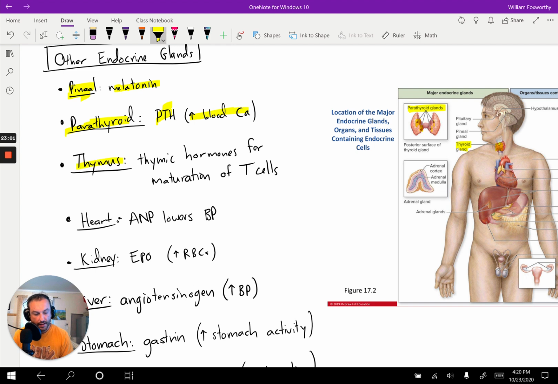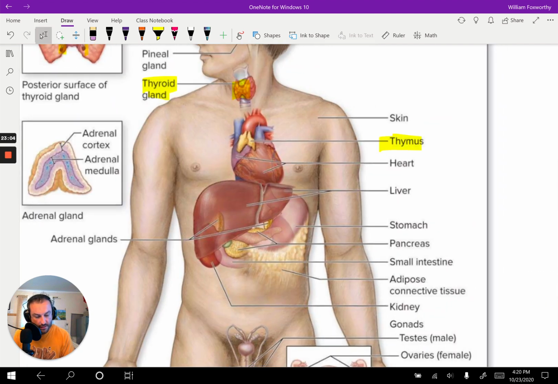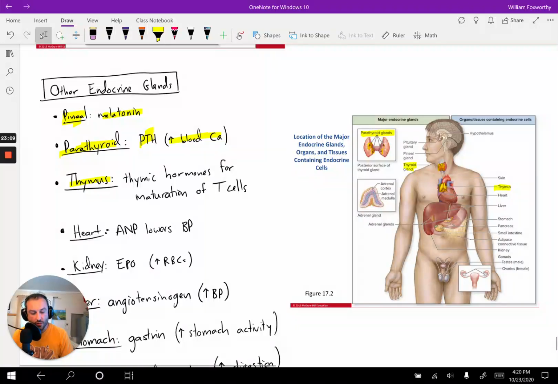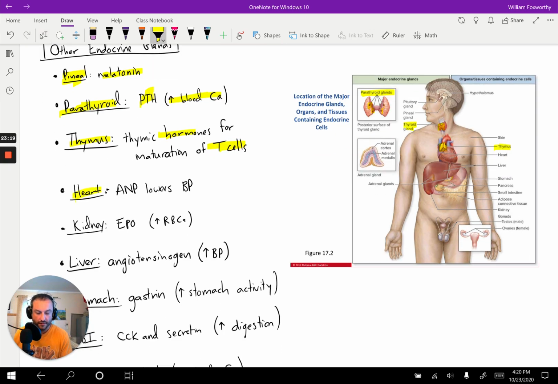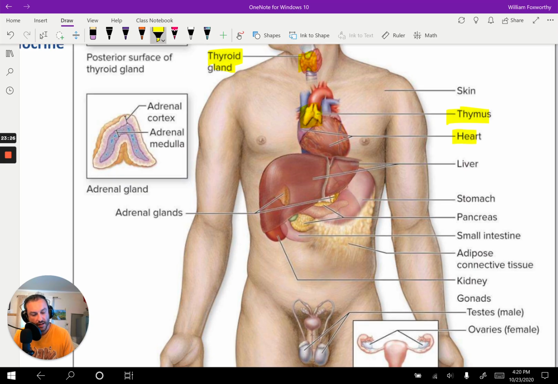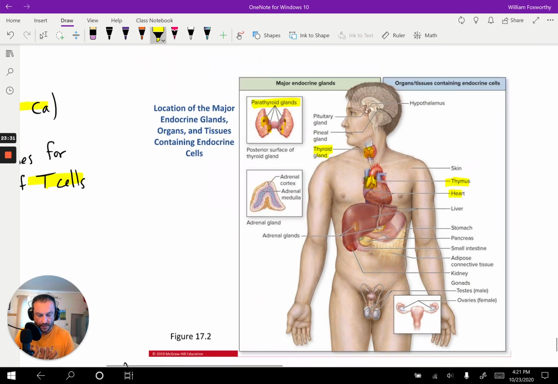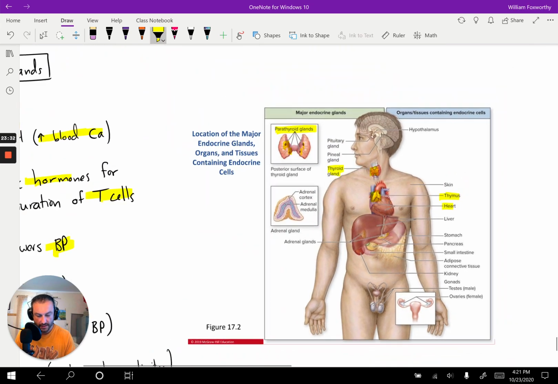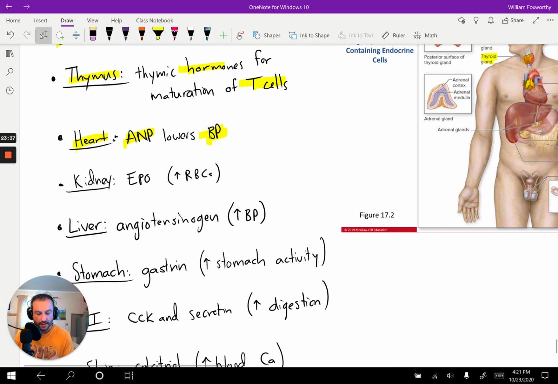The thymus is this structure here that sits on top of the heart, and that releases thymic hormones, which have a role in the maturation of T cells in your immune system, and we'll talk about that a little bit more when we talk about the immune system. Your heart releases ANP, natriuretic peptide, which functions to lower blood pressure. So when blood pressure is high, that causes stretching in the atria, and then your heart will release ANP, which will lower blood pressure.